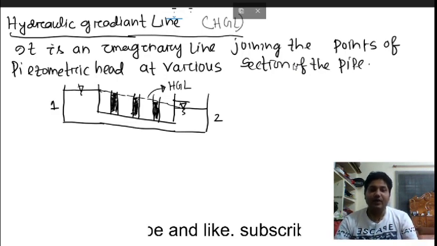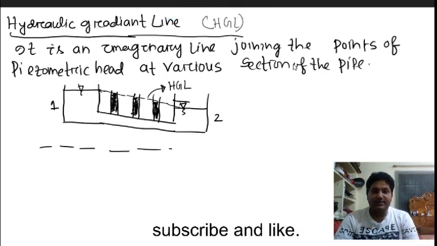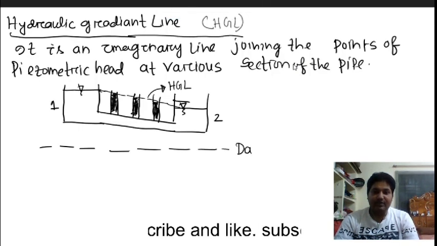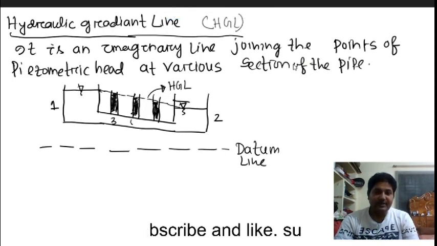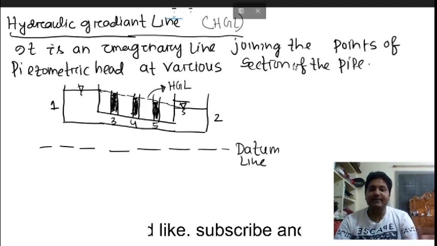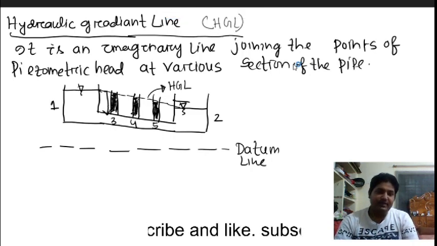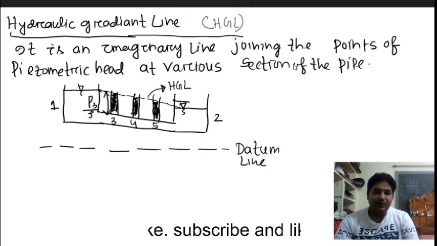Now, in mathematics, suppose this is my datum line. Suppose this is location 3, this is location 4, and this is location 5. The piezometer generally measures the static pressure in a fluid. This height is P3 by rho g, and the elevation at point 3 is Z3.